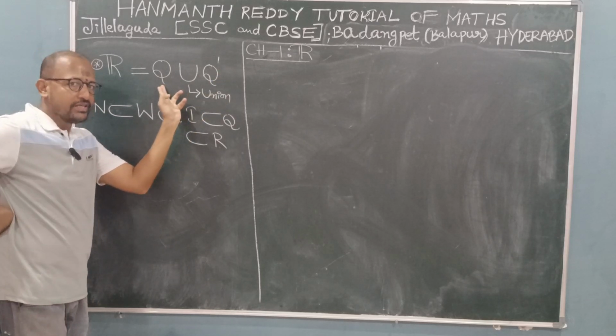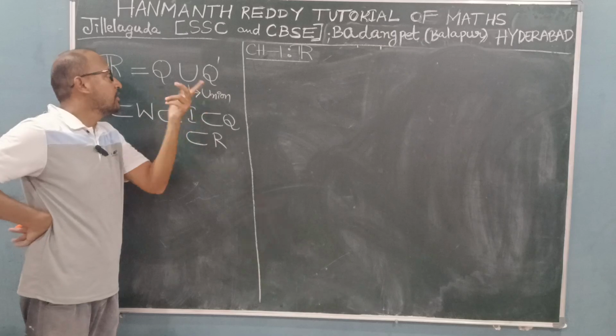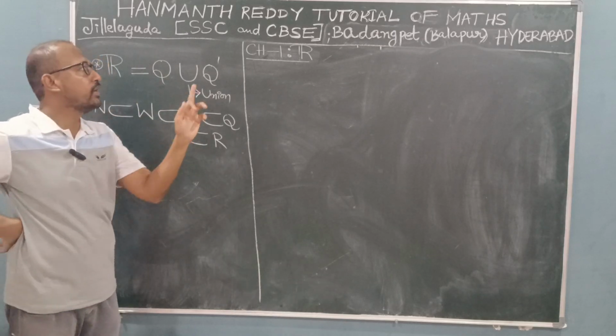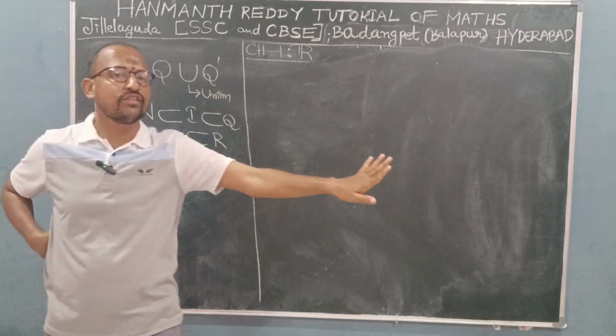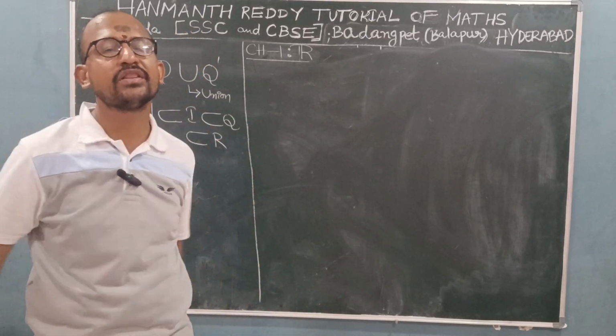rational numbers. Shall I explain very clearly? Rational numbers are in the form of p by q, and irrational numbers are not in the form of p by q, which means they have no relation to each other.